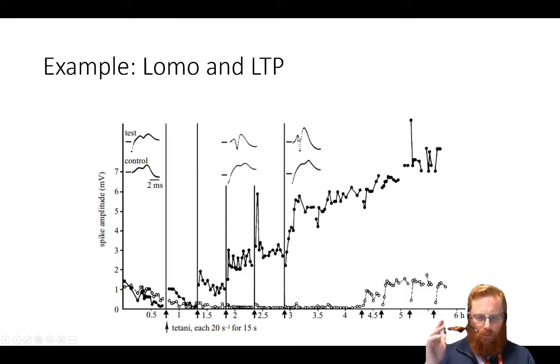Well, what we need to remember is what we're recording. We're recording the activity of thousands of neurons. So what is happening is not that any action potentials are getting bigger, but cells that previously weren't firing action potentials now are firing action potentials.